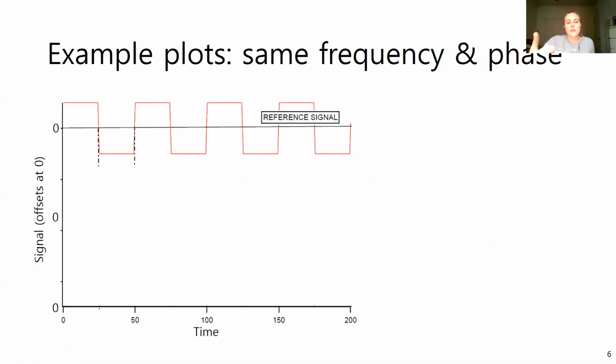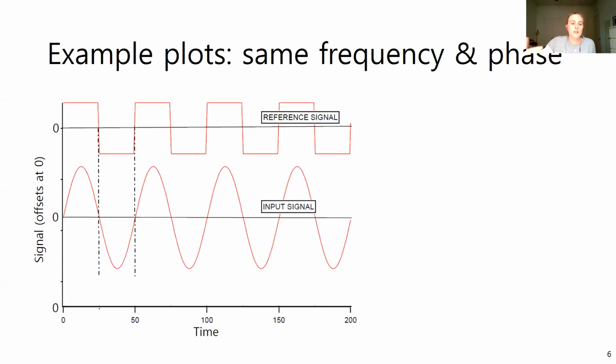So to illustrate this, I have a couple of example plots of what a reference signal, an input signal, and then what the output would be for a lock-in amplifier. So if we have a reference signal here of a square wave, I mentioned it could be a square wave, it could be a sine wave, and we have an input signal that is exactly the same frequency and exactly the same phase. First thing we're going to do is multiply these signals together.